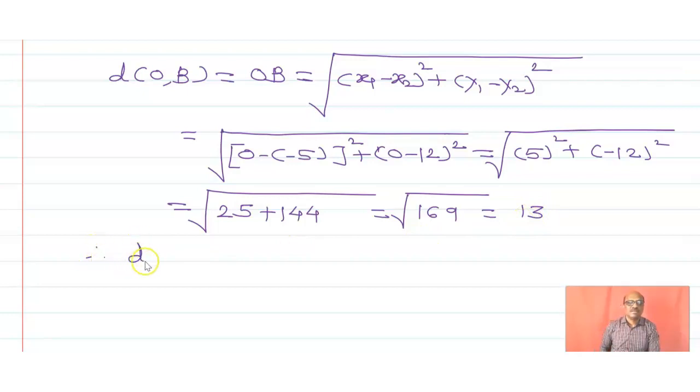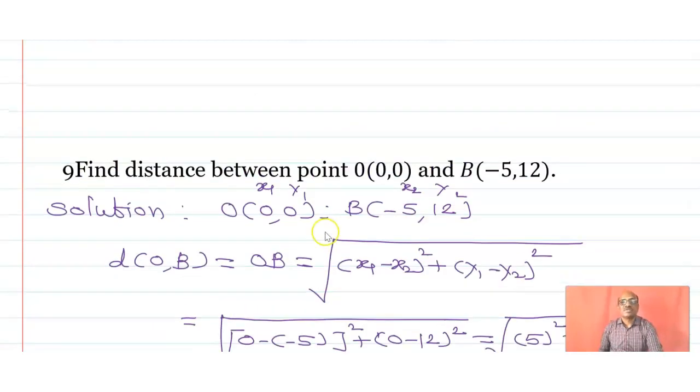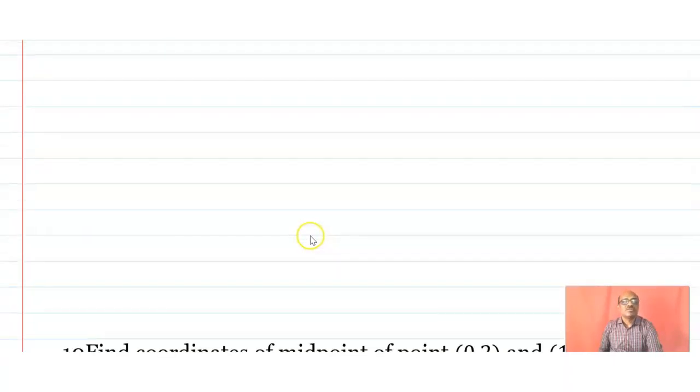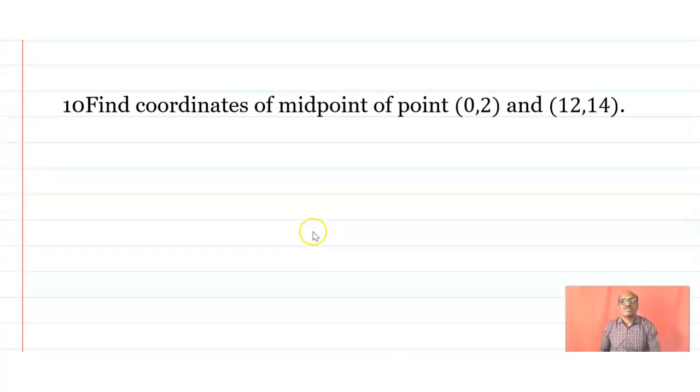Therefore, distance OB is equal to 13. That is the distance between these 2 points. Okay. Now the next question. Find the coordinate of the midpoint. Again the same question.